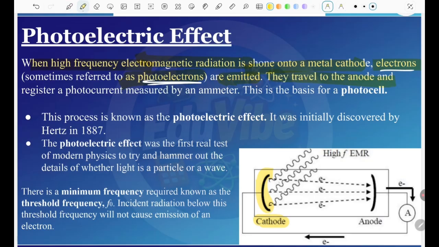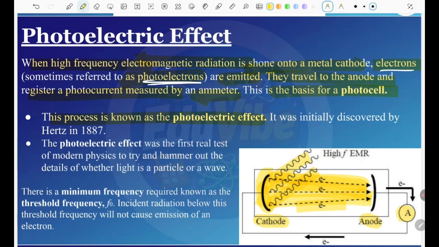Then they travel to the anode. You can see over there they travel to the anode, and register a photocurrent measured by a meter. This is basically the photocell. In this photocell, the cathode is shone with high frequency electromagnetic radiation, and then photoelectrons are emitted. Electrons are emitted from here. The process is known as the photoelectric effect.